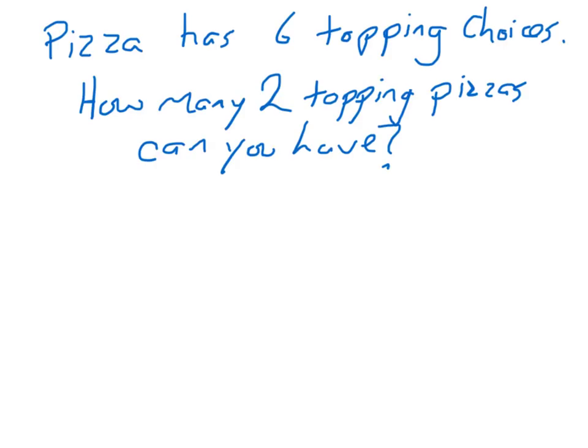On this one, you've got 6 different pizza topping choices. Okay, so you've got a buffet. You can pick pepperoni, sausage, mushroom, green olives. You've got 6 topping choices. How many different 2-topping pizzas could you end up with? Okay, is this a combinations or is this a permutations? And solve the question. Good luck.